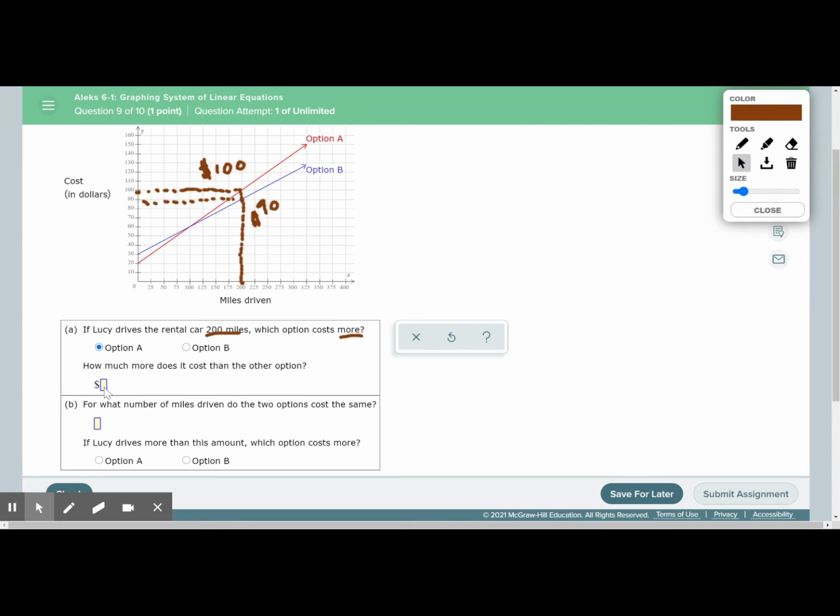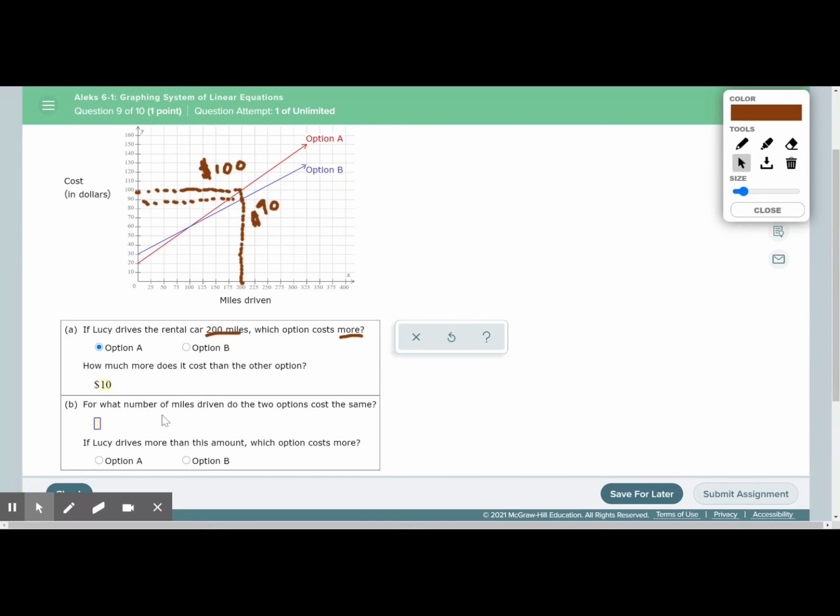And how much more does this cost than the other option? So be careful, it's not going to be 100. It's how much more, so what you're going to do is subtract them. Subtract these two numbers. 100 minus 90 is going to be $10 more.